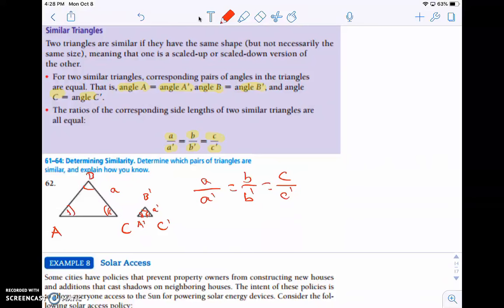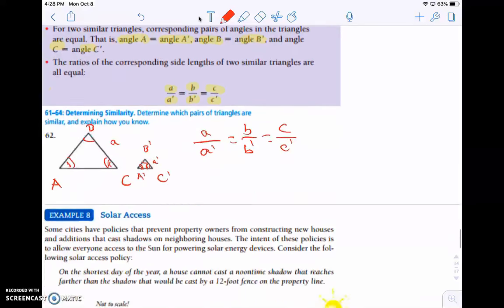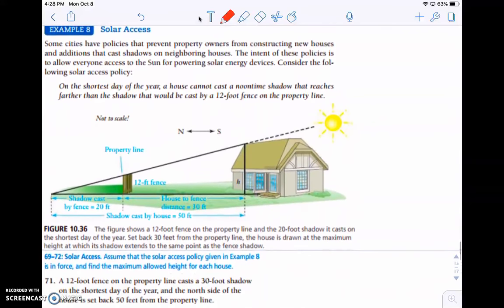Now we're going to look at an example of where we'd use similar triangles. Some cities have policies that prevent property owners from constructing new houses and additions that cast shadows onto their neighbors' houses. The intent of these policies is to allow everyone equal access to the sun for powering solar energy devices if they so choose to have them. It wouldn't be very fair if you got a nice roof that faces the sun and you want to put some solar panels on there, but your neighbor's house is shading your house all day long or half the day or whatever the case may be.